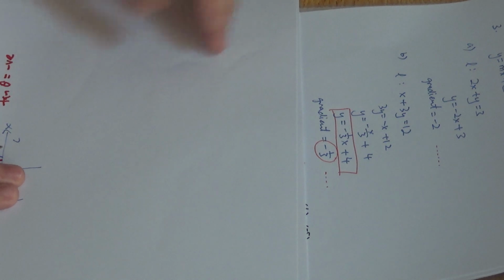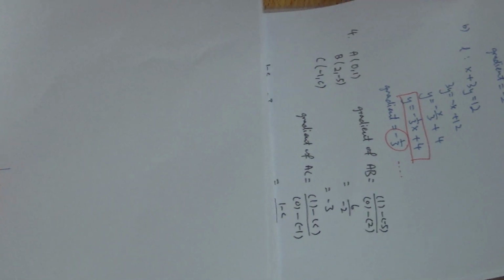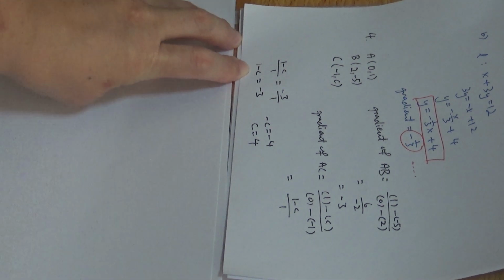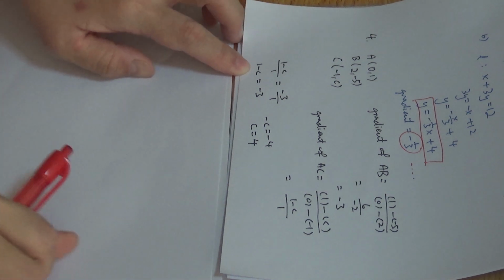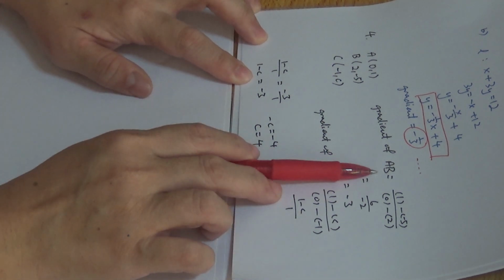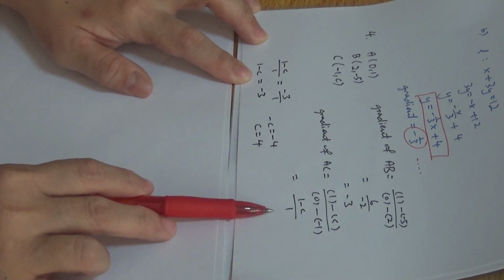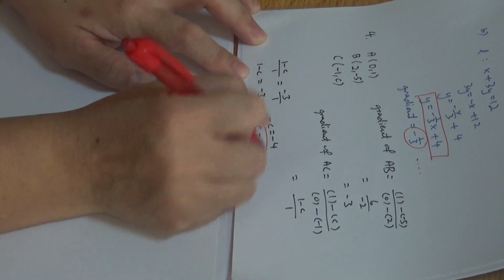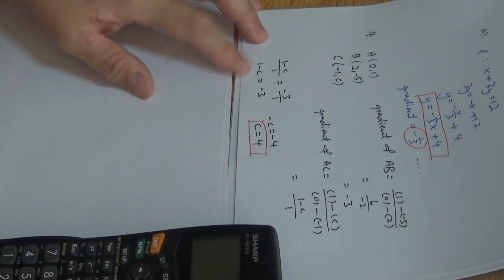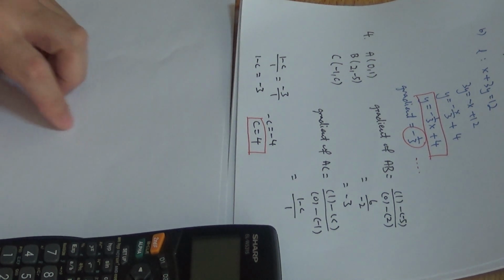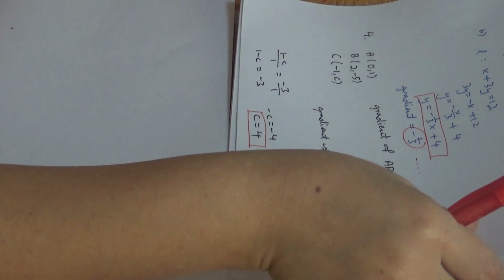Next, I'm going on to question 4. Question 4 is actually quite a straightforward question. It says that the points A, B and C lie on the same straight line. Find the value of c. That means the gradient of AB will be equal to the gradient of AC. Then after that, you equate the two of them and you solve the equation. You will get your answer as c equals 4. So that will complete your question number 4.